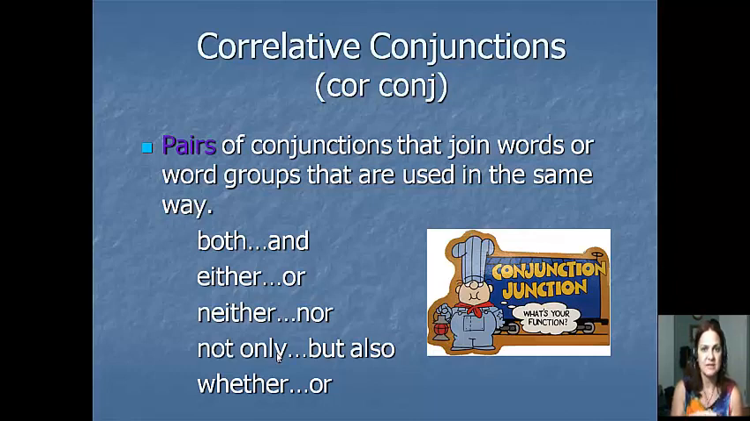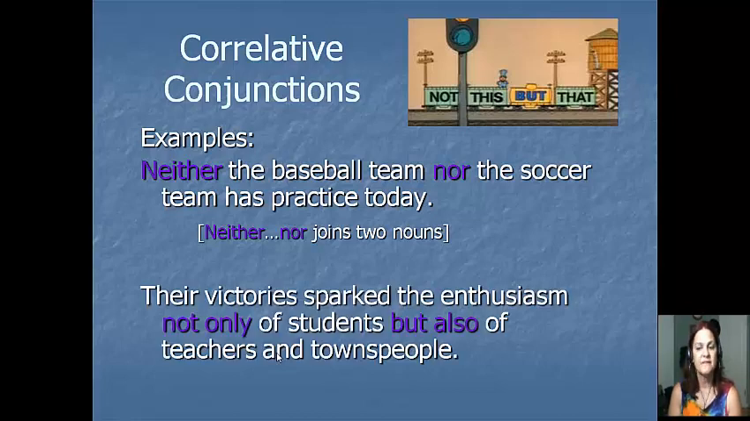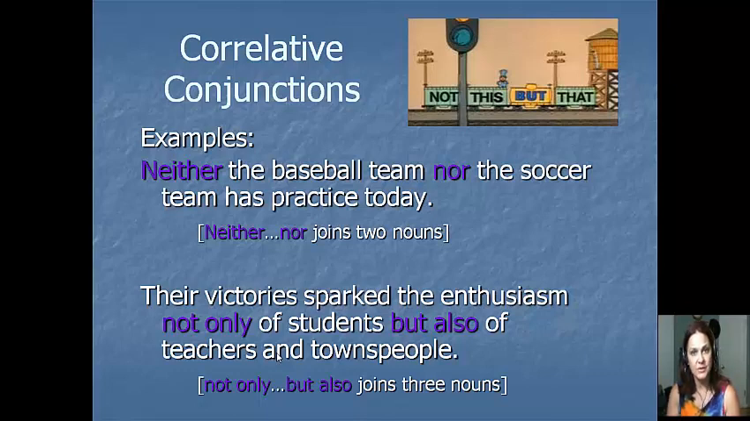So if in one of your activities on Canvas or in our classwork, it asks you to identify your conjunctions and you pick out "and," "but," but you miss "both," then it's going to be wrong because the pair has to go together if it's a correlative conjunction. Let's look at some examples. Neither the baseball team nor the soccer team has practiced today. And in this example, we have "neither" joining our two nouns. Their victory sparked the enthusiasm not only of students, but also teachers and townspeople. So in this case, you have "not only... but also" being your correlative conjunction that is joining three nouns.